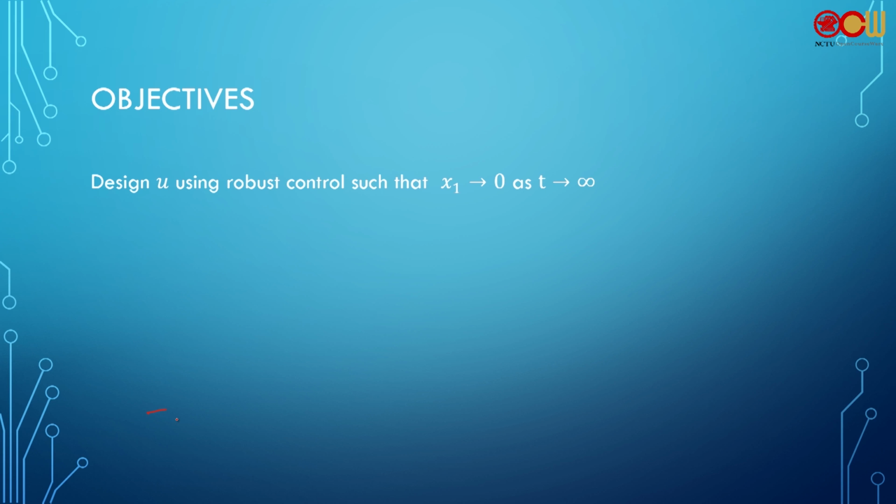So the objective is just regulation, for x1 to be regulated, which means it goes to 0 as t goes to infinity. So we want to use backstepping as well as robust control. Here, backstepping is just the control structure, and robust control is the way to suppress the disturbances, D1 to D3.